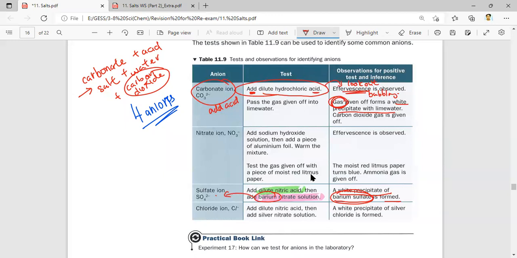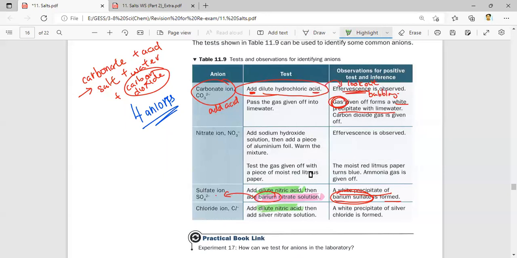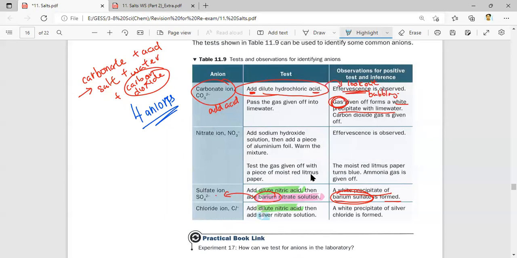Same logic over here for the chloride. I add nitric acid first, just to make sure that there's no carbonate present. Then I add the silver nitrate solution. So the key word here to tell you that I'm testing for chloride is actually the word silver. Silver is to tell you that I'm trying to test for chloride. You realize, how come also white precipitate? Take note, this is white precipitate of silver chloride.